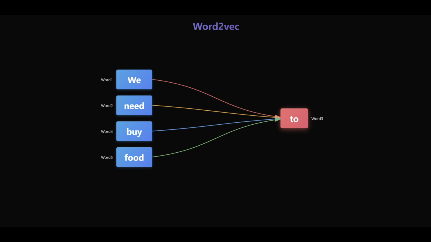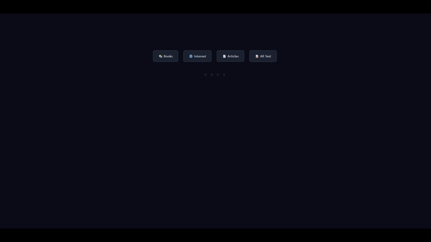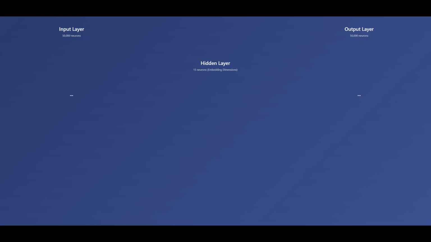Think of the word-to-vec model as a kind of translator. It learns how to translate words into meaning and back again, using only one simple goal. Given a few words, guess which word fits best in the middle. Here's how it actually works. We take all the text we can possibly get our hands on, books, websites, articles, everything, and break it into windows of 5 words at a time. We hide the one in the middle and feed the others into the network as input.